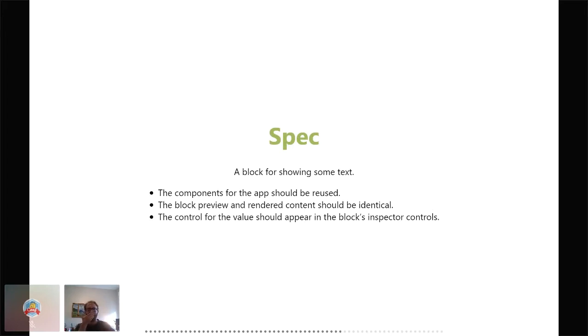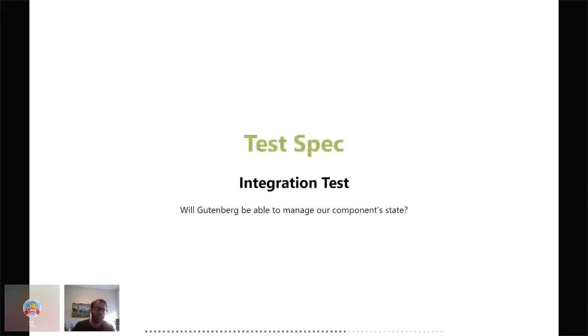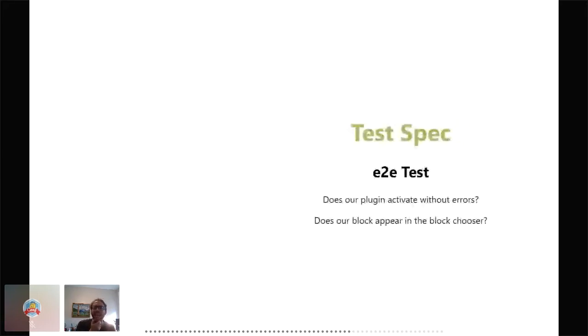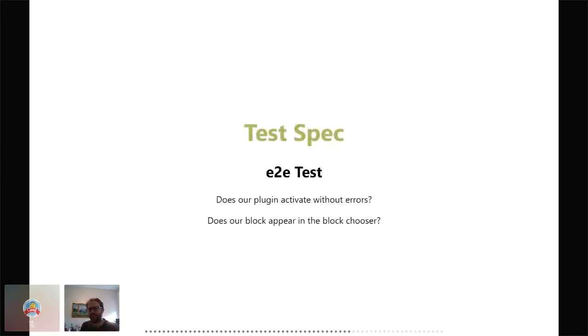But I want to make sure that the block, the preview and the render content that goes to WP or to post content, that should be identical HTML. And the control for the value should appear in the block inspector controls. That's my spec. So no unit tests because the components are already unit tested. We just want to make sure Gutenberg will be able to manage our component state. And then our end-to-end tests are going to answer a couple other questions for us.